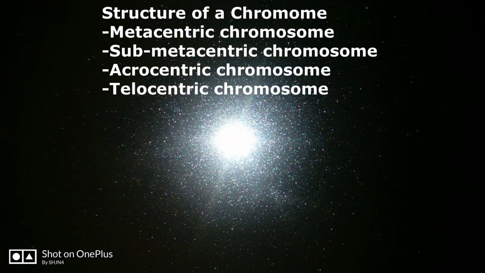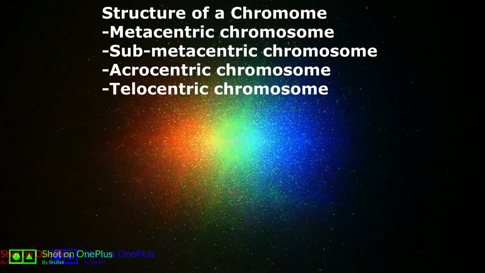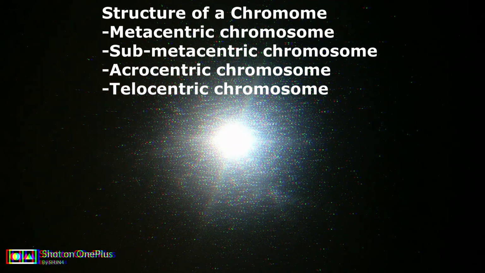Depending on the position of the centromere, chromosomes can be classified into 4 types: metacentric chromosome, submetacentric chromosome, acrocentric chromosome, and telocentric chromosome. Metacentric chromosome. The centromere is present at the center, and thus during anaphase divides the chromosome into 2 equal arms. They appear V-shaped.